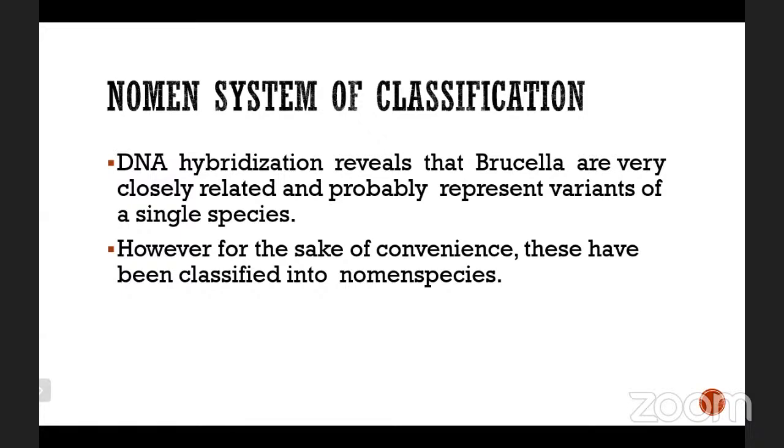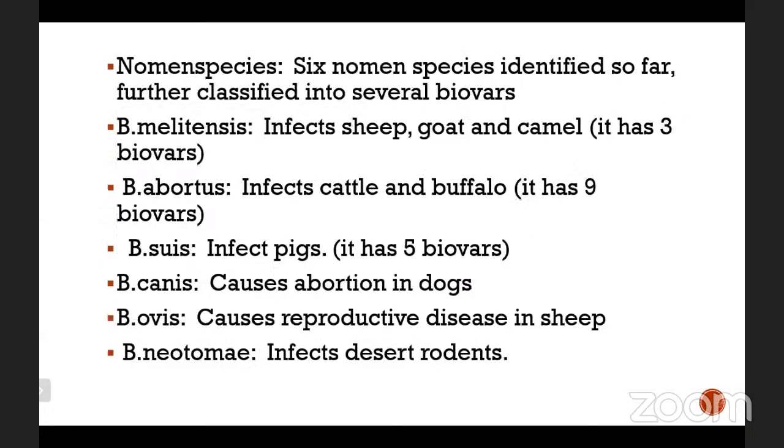For the sake of convenience, this can be classified into nomenspecies. Totally 6 nomenspecies are identified. It is further classified into several biovars. Brucella melitensis will infect sheep, goat, and camel, and it has 3 biovars. Brucella abortus will infect cattle and buffalo. It has totally 9 biovars.